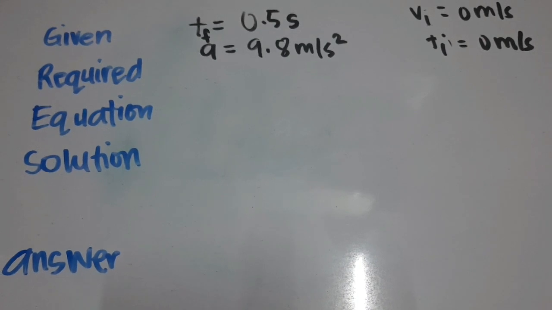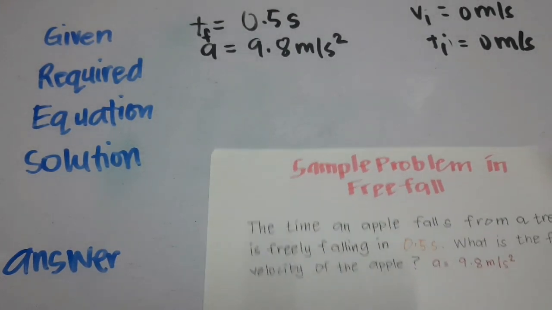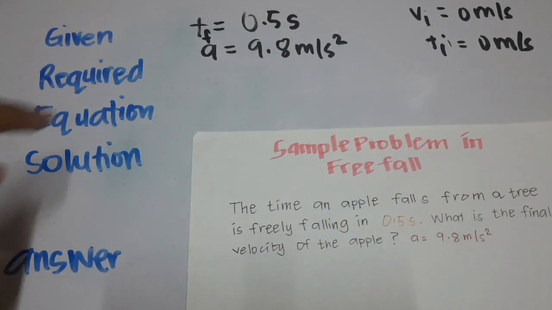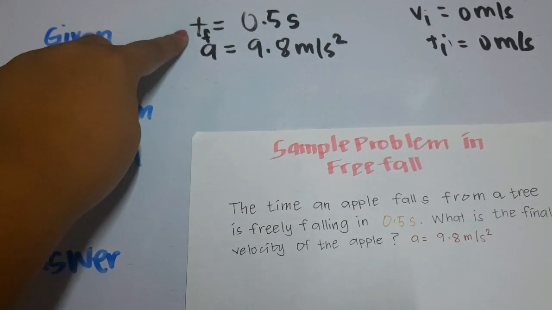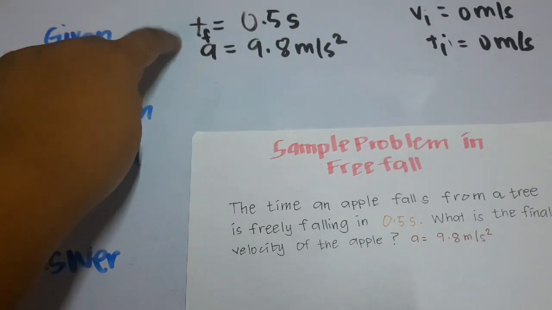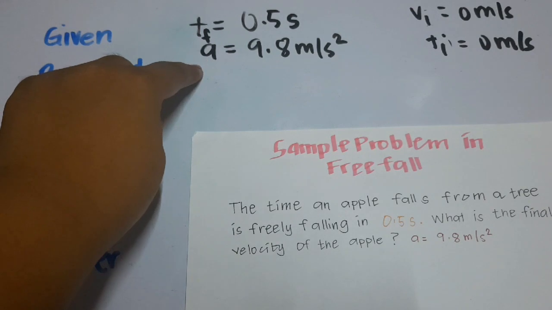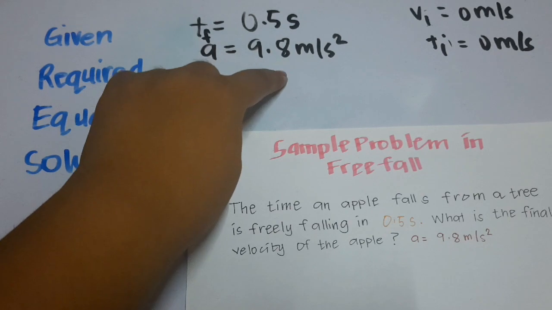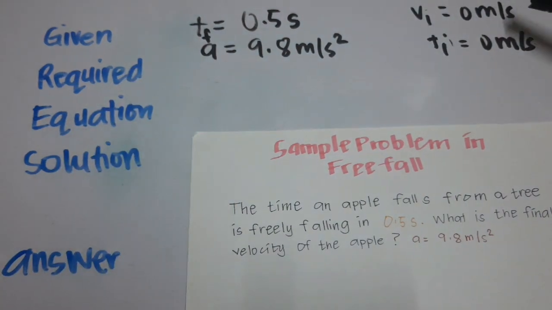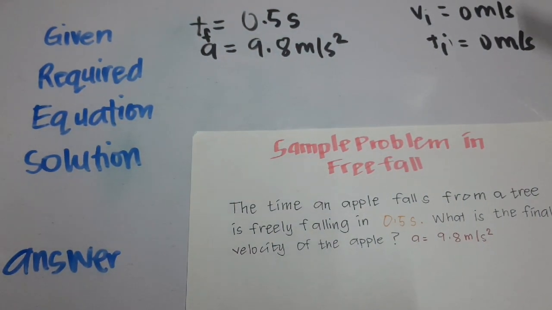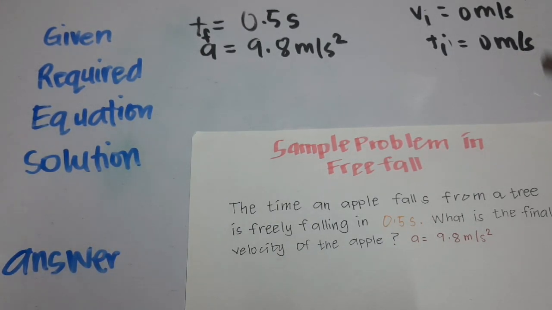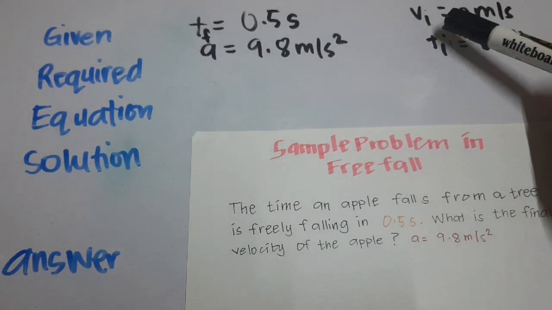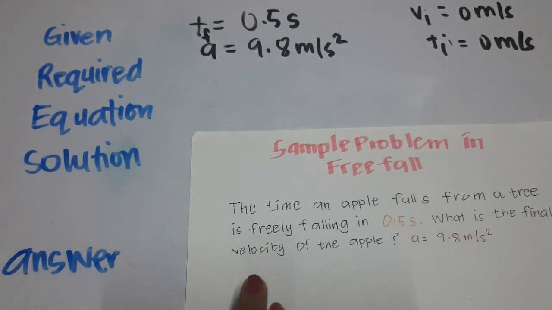Okay, so let's solve problem number 1. In our problem, we have given values. So we have the final time, which is 0.5 seconds. Acceleration due to gravity is constant, 9.8 meter per second squared. The initial velocity is 0 meter per second, and then the initial time is 0. The initial velocity is 0 because it came from rest.